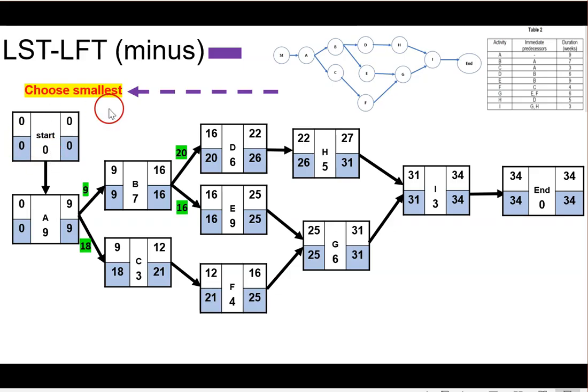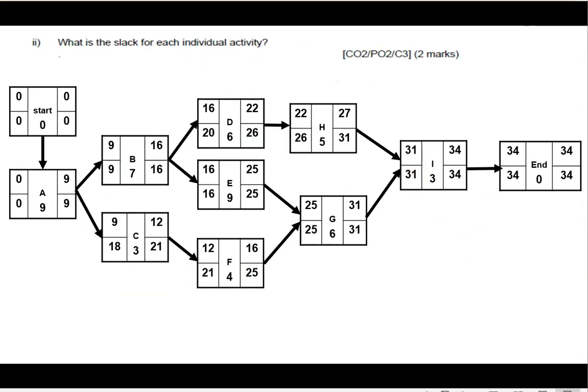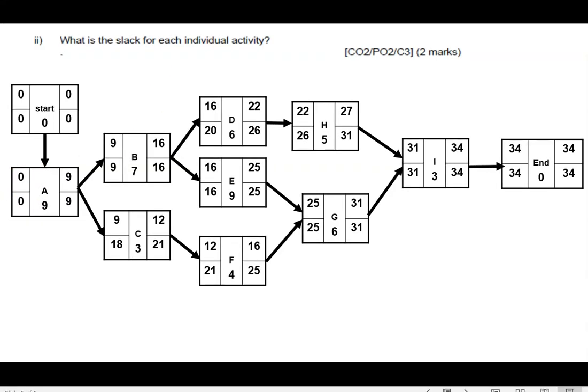Okay, so we have completed the whole network diagram. The whole network diagram is very important because it will give us lots of information. When we finish the network diagram, then we need to know what is the slack for each individual activity. For each individual activity, we look at all the activities here, A until I. So let's look for A. The formula here is very simple: bottom minus top.